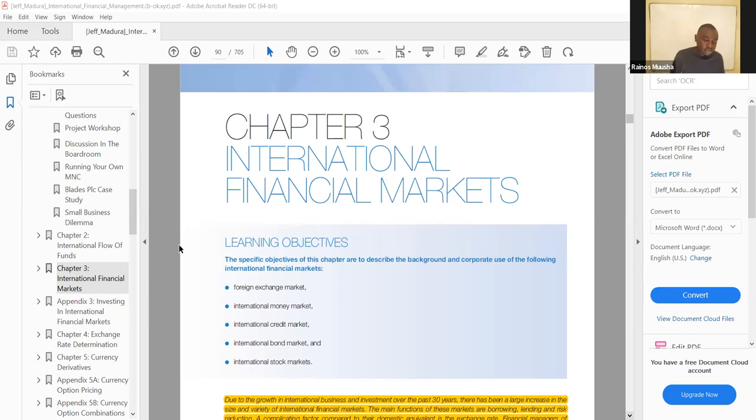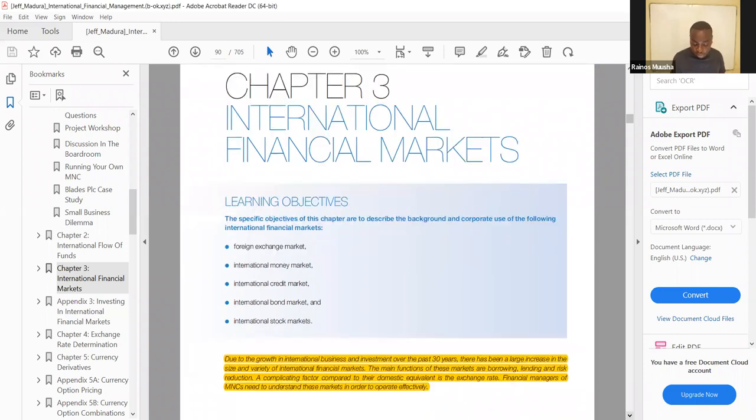So remember we said our aim is to look at international financial management from a multinational corporation. But before we do that, we need to understand exactly from a macroeconomic perspective what affects the multinational corporation. So from a macroeconomic perspective, what affects what in the operations of the multinational corporations.